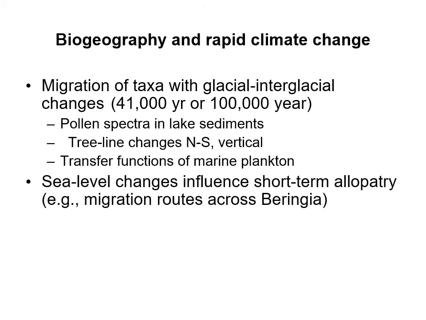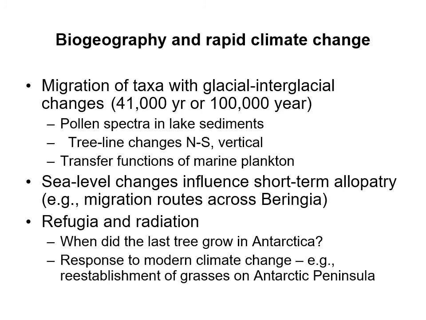Sea level changes will influence very short-term allopatric speciation and allopatric distributions. For example, if you have a sea level fall and you can now get across Beringia from, like, Europe and Alaska, that would be a temporary change, because when the sea level goes back up, that migration route is going to be broken off again.